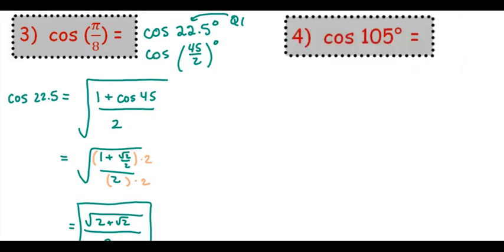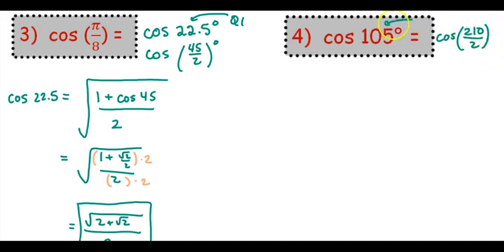Okay, the next problem is cosine 105. By the way, there are other ways we could do this problem, like 105 is 60 plus 45, and we could use an angle sum identity. So now that we have so many identities, there's multiple ways to do a lot of the problems. But we're going to practice using the half angle identity. And 105 is half of 210.